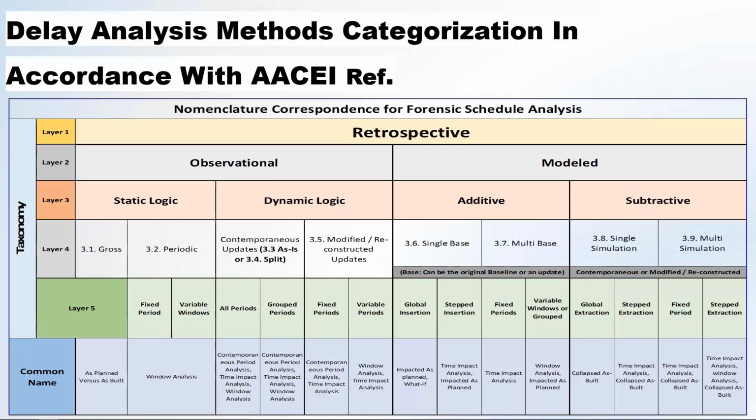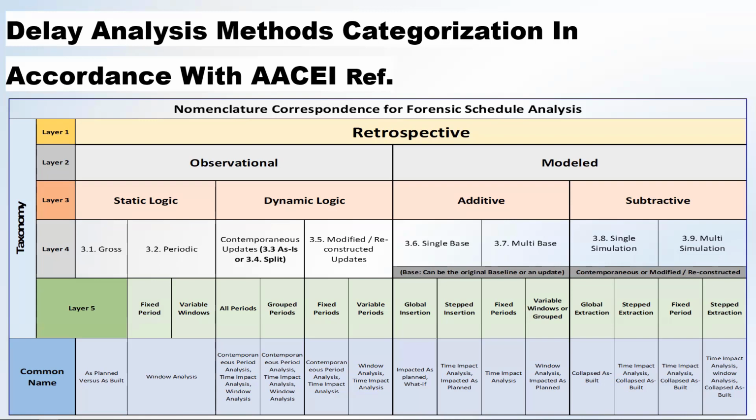3.2 is compiled for activities or schedules that will never suffer any change in sequence. Examples like the engineering, the design, the linear. But 3.3 and 3.4, the as-is or split, are under dynamic logic. So we are going to segment the updates and monitor the change in critical path in updates where we know that the sequence is far different from the baseline. 3.3 is taking the updates as they are. 3.4 allows the analyst to do some modification.